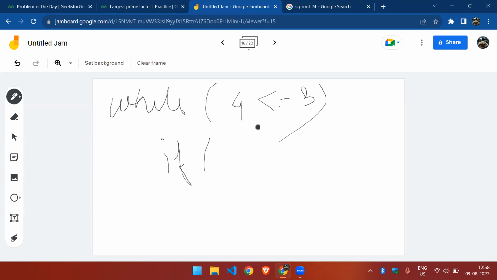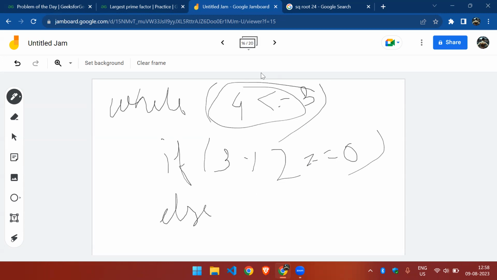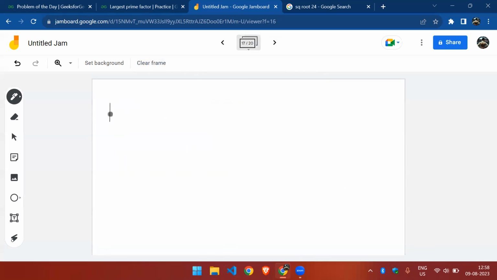In this case, we were checking if 3 modulo 2 is 0, so this is not the case, right? Since the while loop condition is invalid, we don't execute this if and else, and we simply return our n. So we have our n as 3.